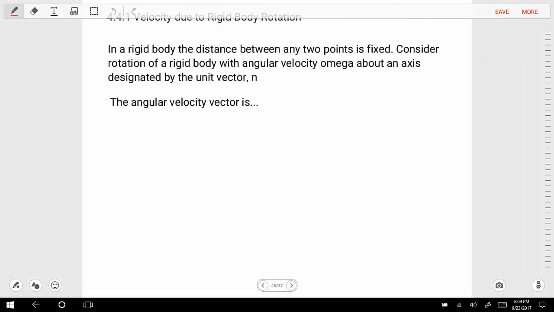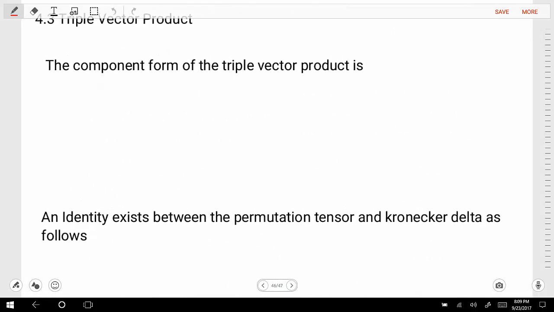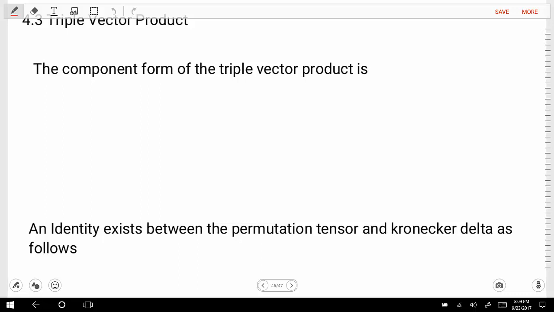Okay. Now let's look at another operation we can perform, which is the triple vector product. And this is the cross product of u with v, and the cross product with w. Now if we complete this operation and put it into component form, then we can do the following.